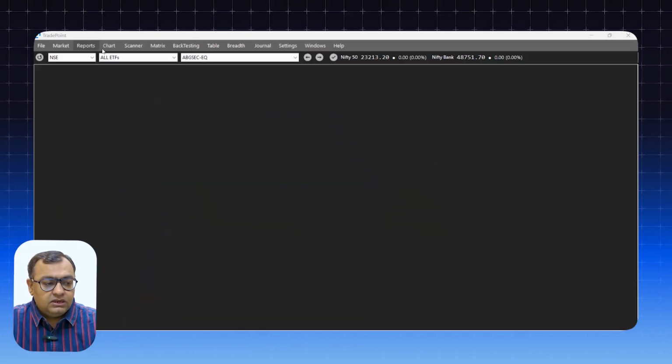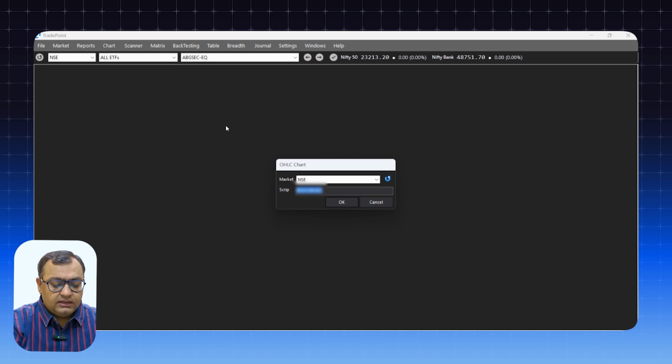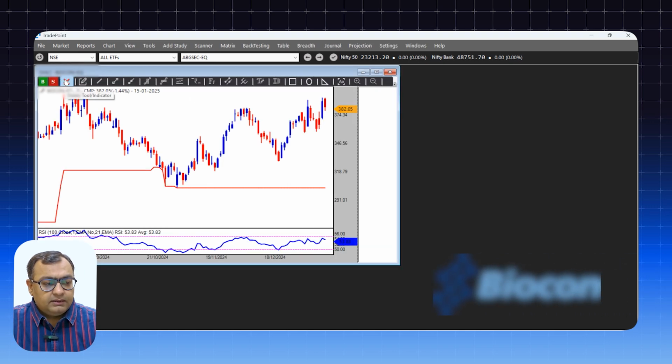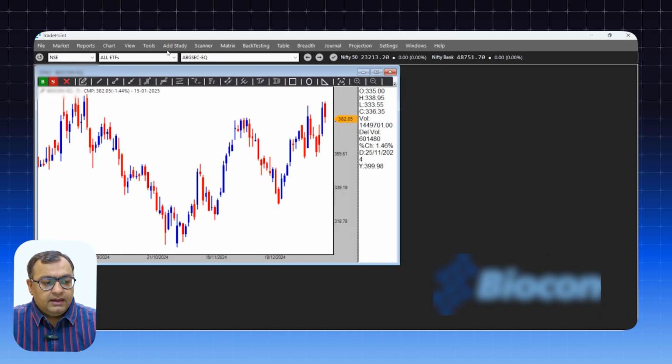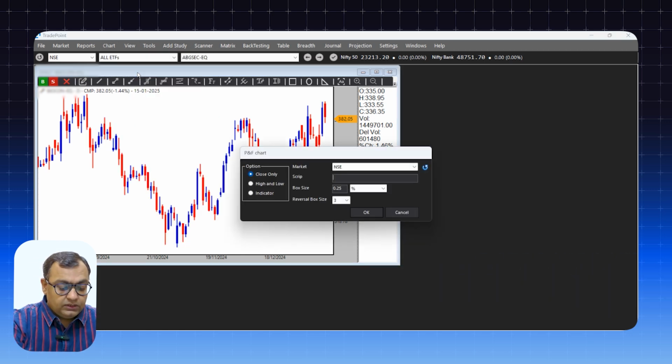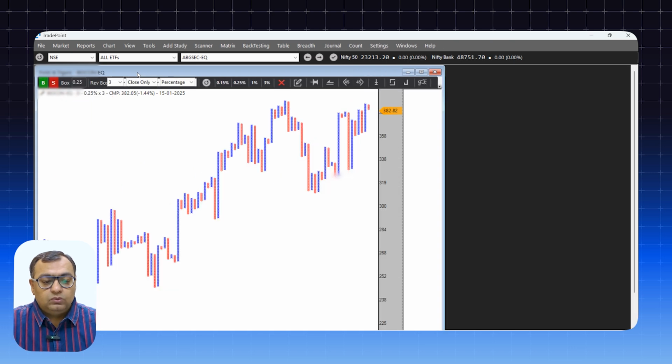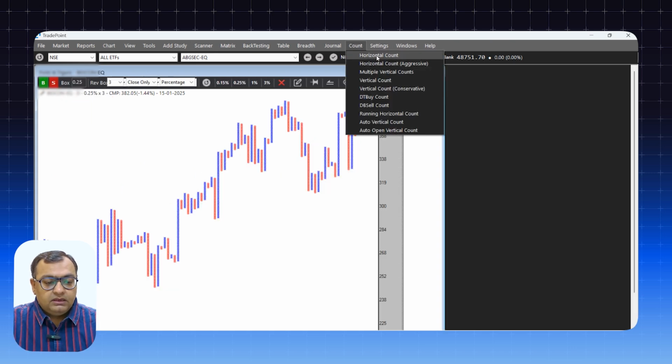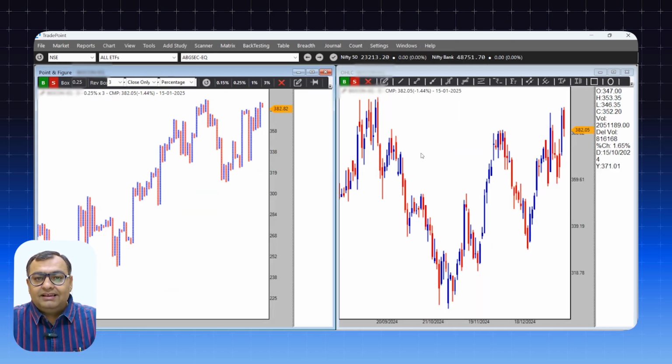So let me open the chart over here, and let me remove my default template. Simultaneously I am opening a point and figure chart as well, just to explain how these things work, and let me plot them side by side. If you look, on the left hand side is the point and figure chart, daily, 0.25% by 3, and on the right hand side there is the candlestick daily chart.